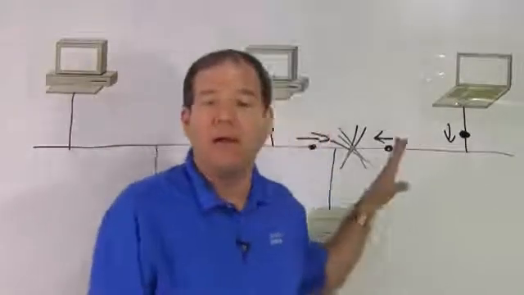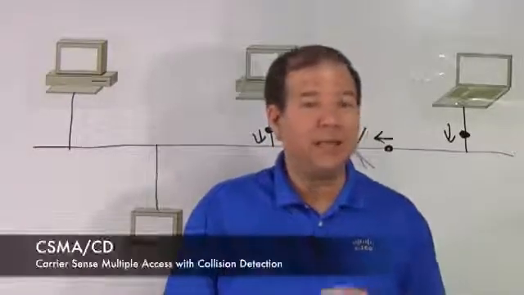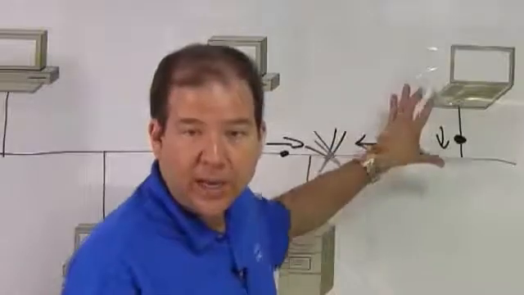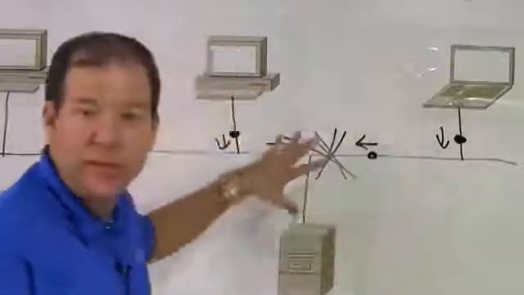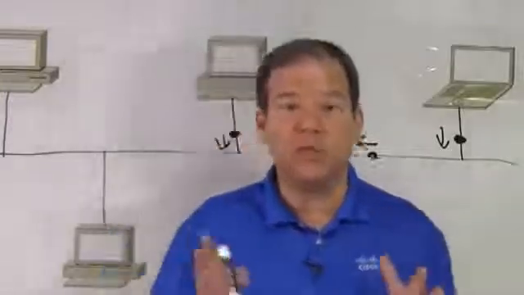The technology that I've just described here, here's an acronym for you, is CSMA/CD. That stands for Carrier Sense Multiple Access with Collision Detection. Carrier sense, we're able to sense that we have a connection to the media, we have multiple stations that can access the media at any time, and if a collision occurs, we're able to detect that collision.